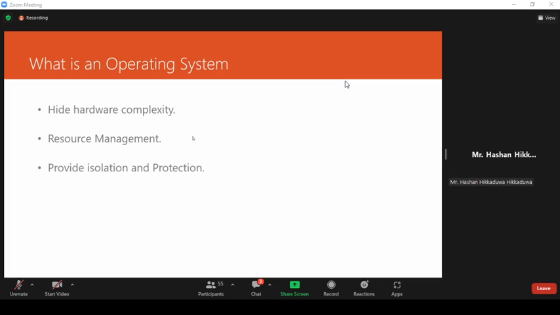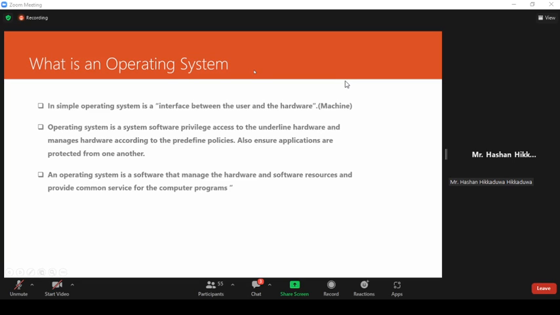If you take the operating system, actually it hides the hardware complexity. It does the resource management, then provides isolation and protection, right? Then what is an operating system? Already we discussed. A simple operating system is an interface between the user and hardware, right? Simply you can say interface between the user and hardware.